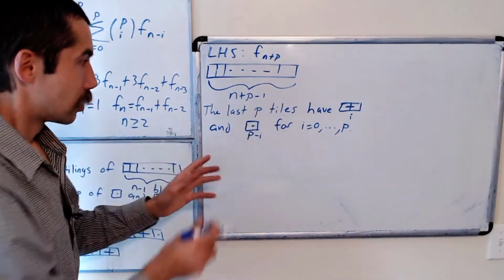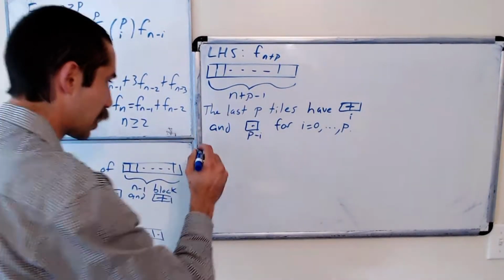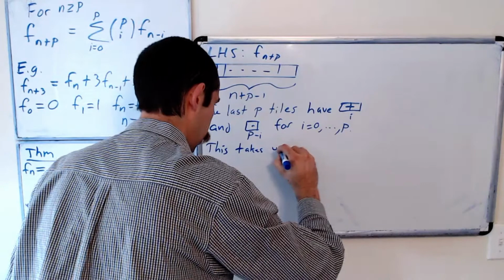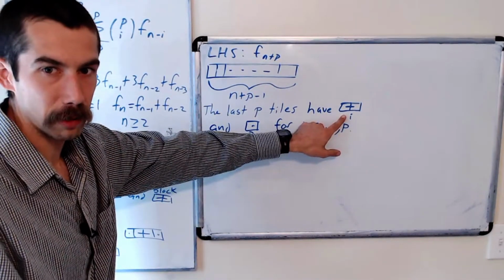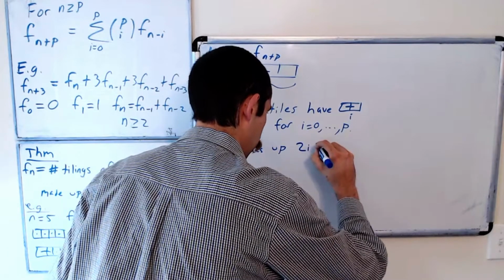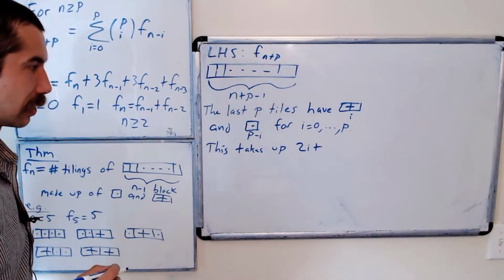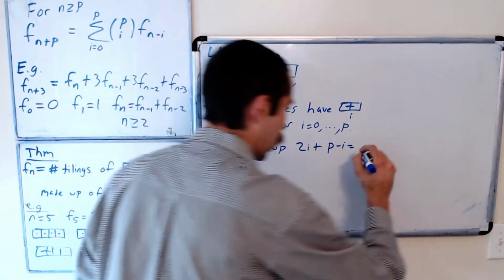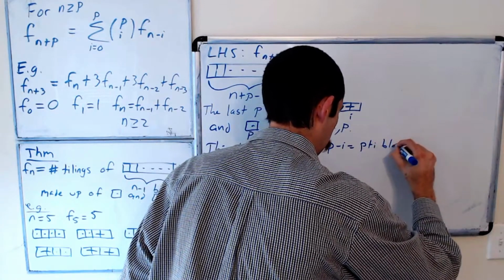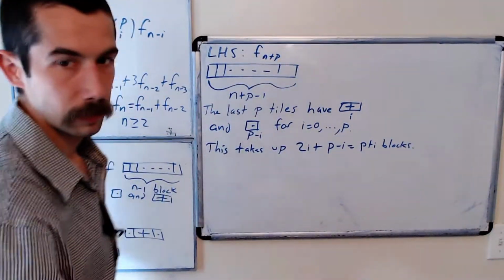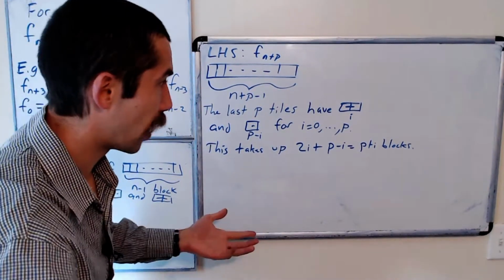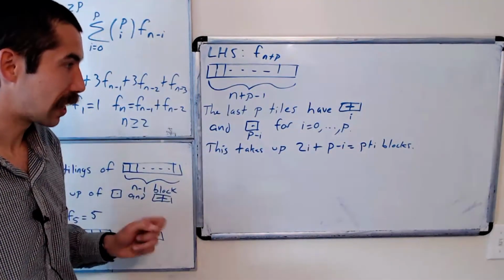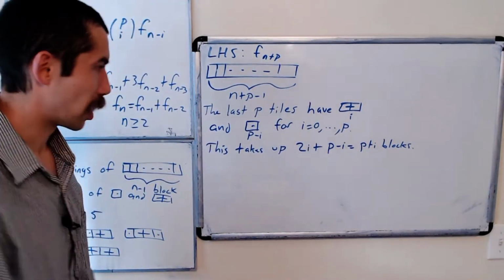Okay, so how many blocks does this take up? Well, 2i blocks for the dominoes and p minus i blocks for the monominos, which is p plus i blocks. All right, so the final p plus i blocks are made up of these i dominoes and the p minus i monominos.